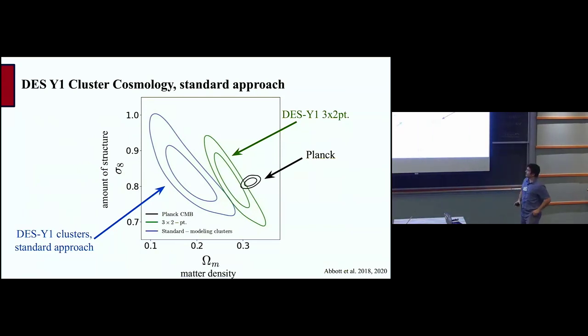This is showing structure constraints from DES compared to Planck in black. So you're probably familiar with this. Green is 3x2 from DES year 1, and blue is DES year 1 redMaPPer, so optically selected clusters, using a standard approach to cluster cosmology. So clearly there's something going wrong with the clusters. You have a pretty significant tension internal to DES, and roughly 6 sigma tension with Planck.